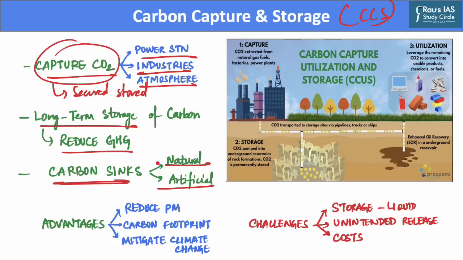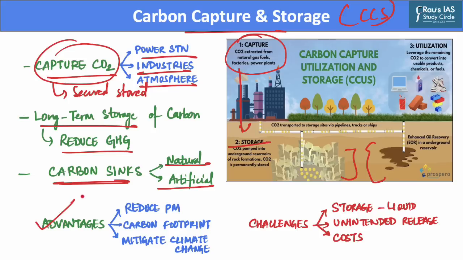Now there are three processes that are involved in carbon capture and storage. The first is that of capturing the CO2, which is extracted. The CO2 is trapped and separated from other gases. Now this captured CO2 is then transported to a storage facility which may be located at any location. And finally, this CO2 is stored far away from the atmosphere, either in an underground cavern or deep in the ocean.